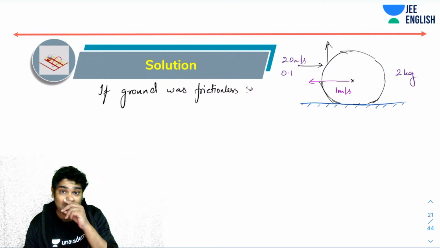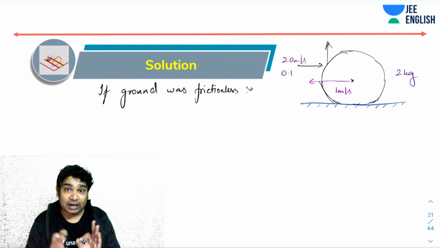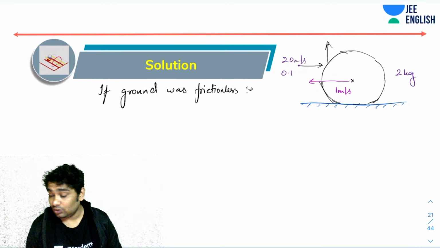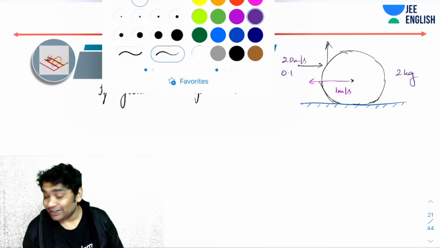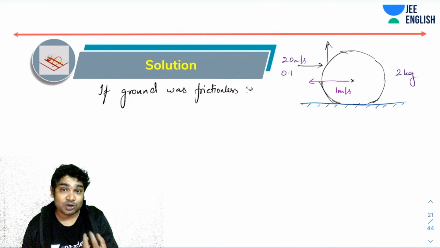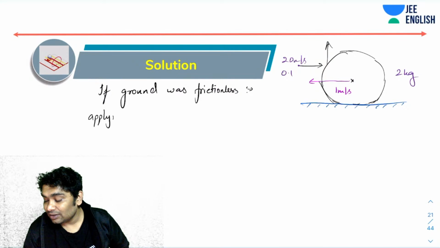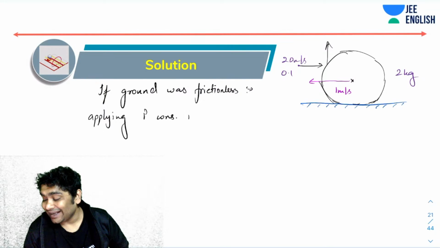So let's apply momentum conservation. If the ground was frictionless, then I don't have to worry about impulsive friction. Then I could have applied momentum conservation in the x direction, not in the y direction still. Why? Because in the y direction, you could have had an impulse due to the normal reaction, which would have been an external impulse. So I can still apply momentum conservation in x.